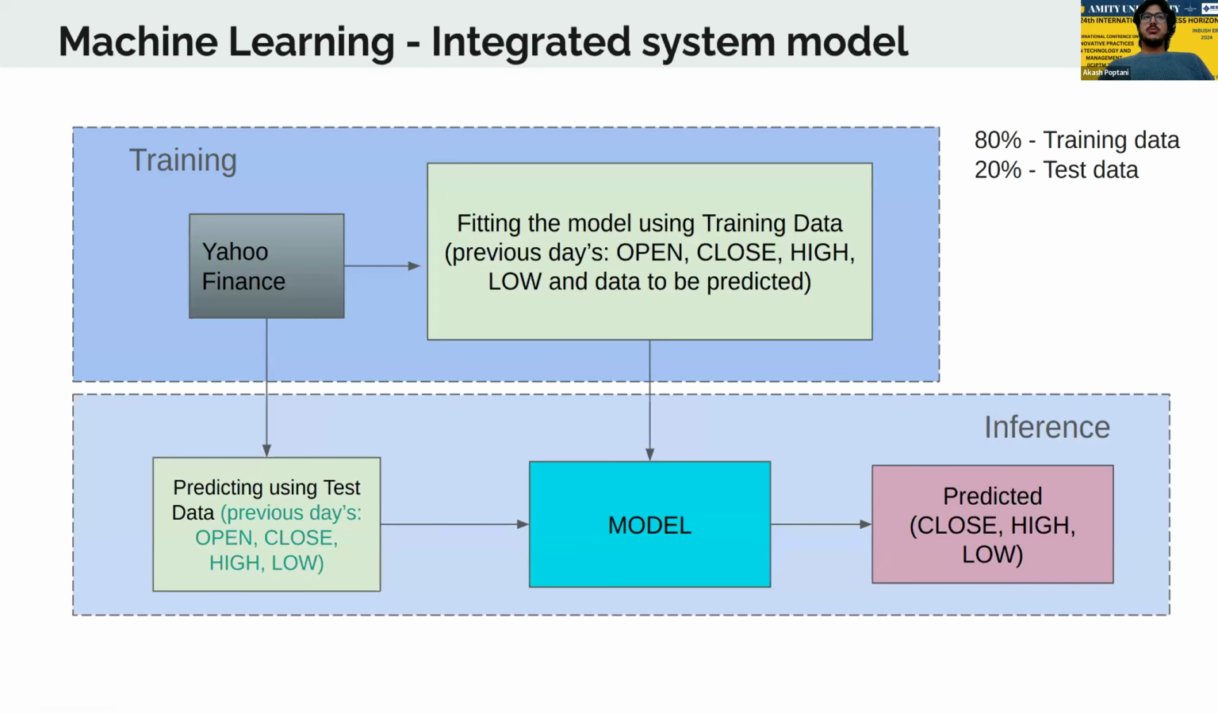This is the integrated system model for machine learning. The first part is the training, where the model is fitted using the previous day's open, close, high, and low, and what is predicted is the current day's close, high, and low prices. In the inference part, we use the previous day's open, close, high, and low to predict the current day's close, high, and low. We have taken a split of 80% training data and 20% test data.